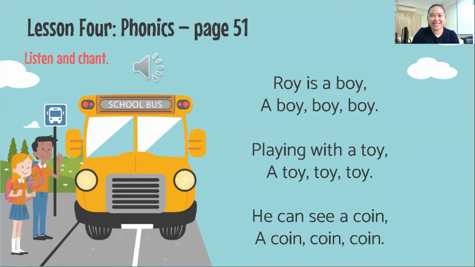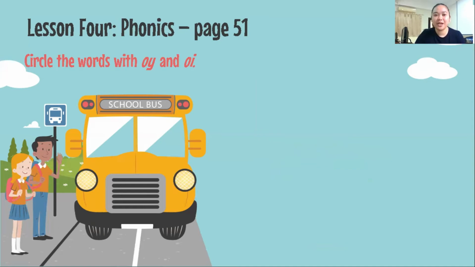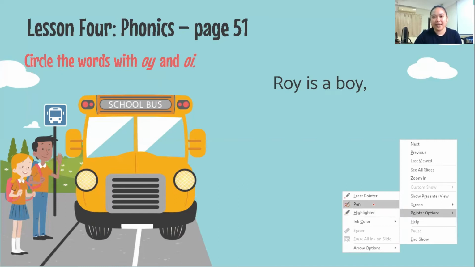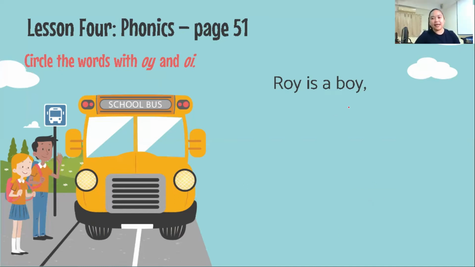Good. That's all for our listen and chant. This time, let's proceed to our exercise number 3. Get your pencils ready and we are going to circle the words with OY and OI spelling. Let's start with the first line. Roy is a boy. Which words has OY spelling? Okay, we are going to circle the words with OY and OI spelling. Roy is a boy. Which words has OY and OI spelling?